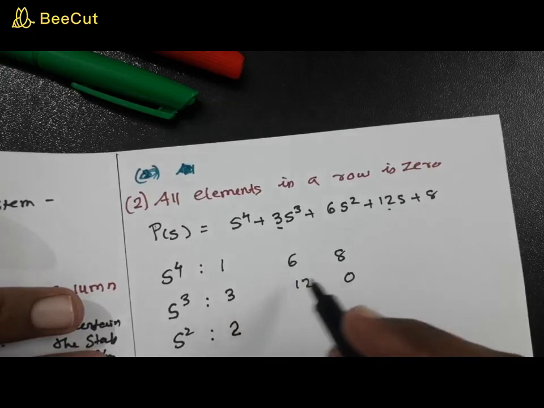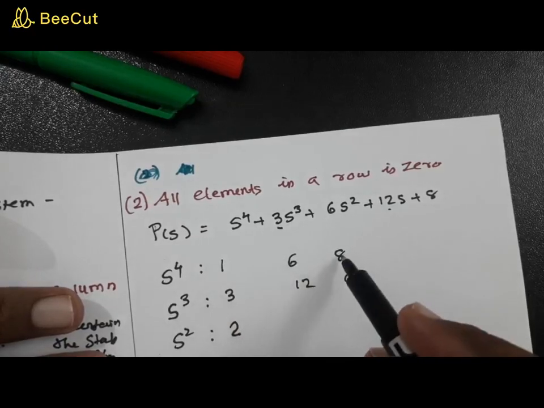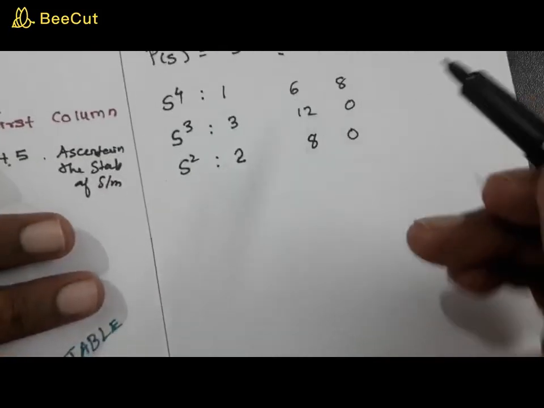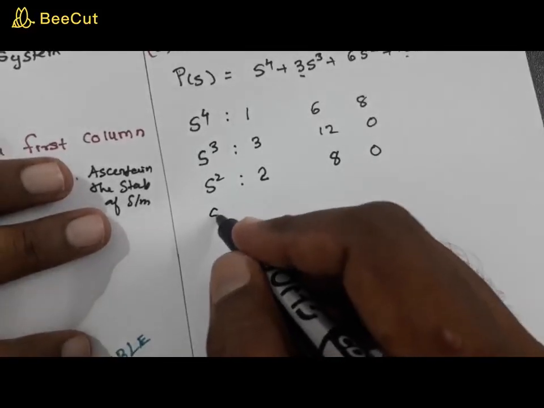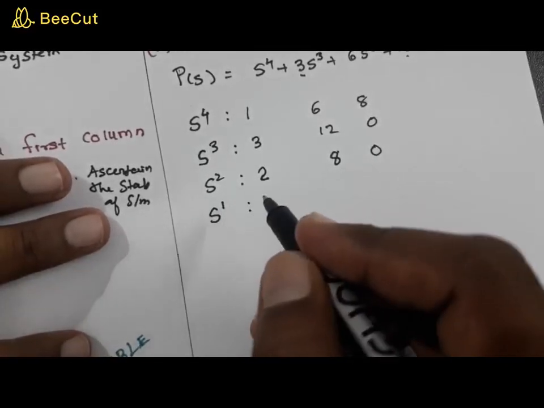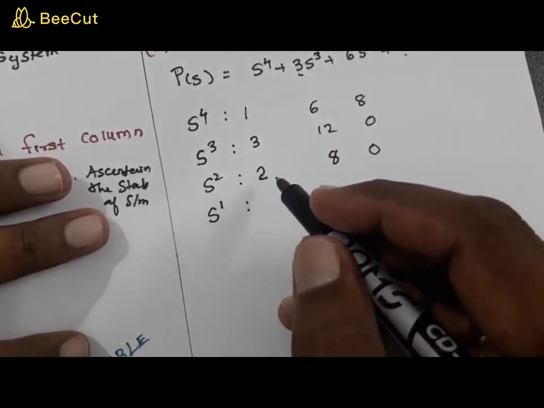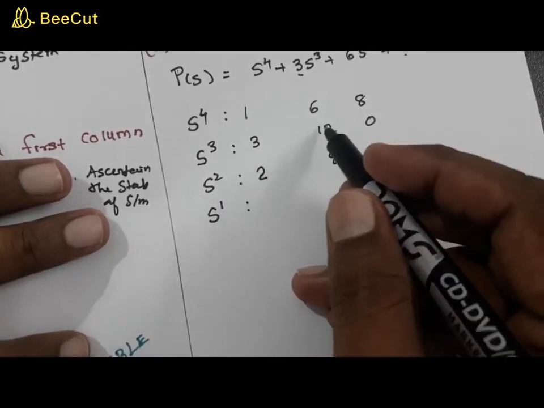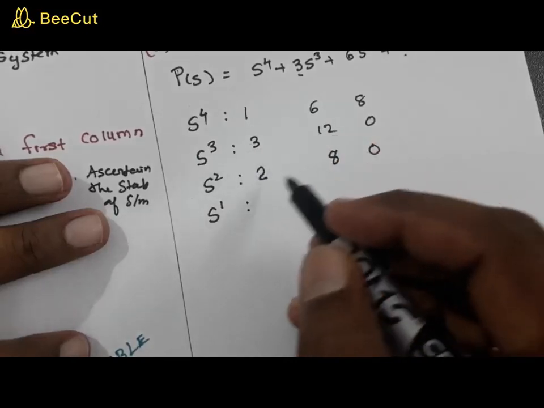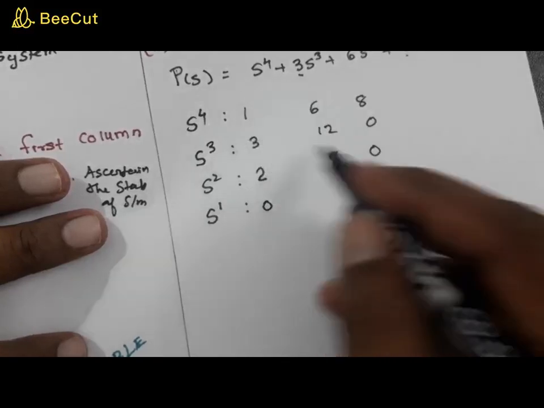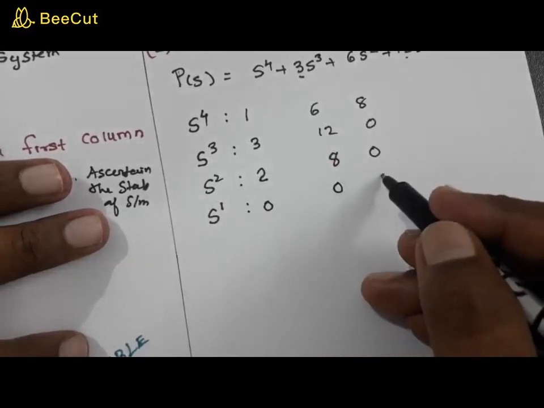And what about the next one? The next one will be 3 into 8, 24, by 3, which is actually 8. Then comes 0. Now let us try to find out S1. When you find this S1, you get 2 into 12, 24, minus 24, by 2, which is 0. Take the next term, 2 into 0 minus 3 into 0. All the terms become 0.